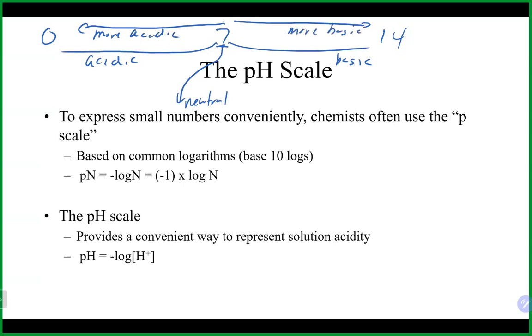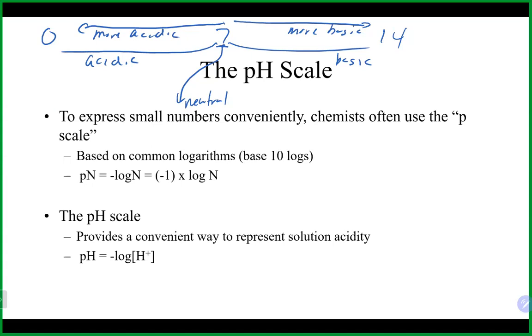For us in this particular class, and some people have some variations on it, but just to keep it simple, it has to be 7 to be neutral. If it's slightly above 7, it'll be slightly basic. If it's a little bit below 7, it'll be slightly acidic. It's got to be pretty much on 7 for it to be neutral.